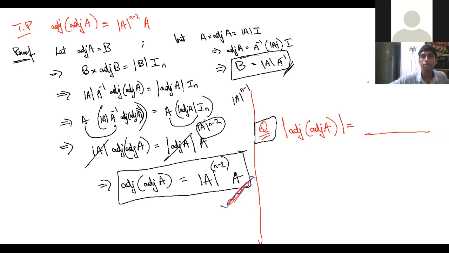Sir, a to the power n minus 1 whole square. Determinant of a to the power n minus 1 whole square. Wow, wonderful. Very good. Good. How, tell me?